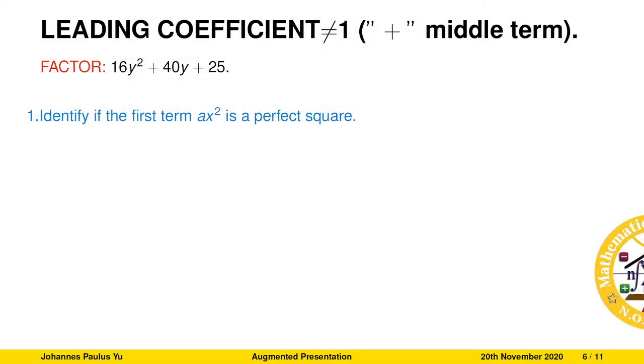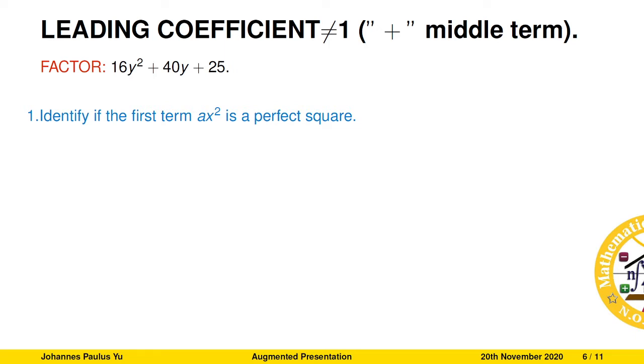Naa na kita sa second part sa factoring perfect square trinomial, and we will be discussing the leading coefficient not equal to 1, both positive and negative middle terms. Okay, so without much ado, let us begin. We are tasked to factor 16y squared plus 40y plus 25.